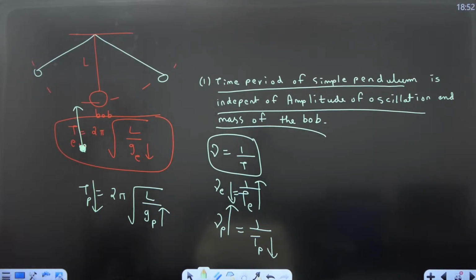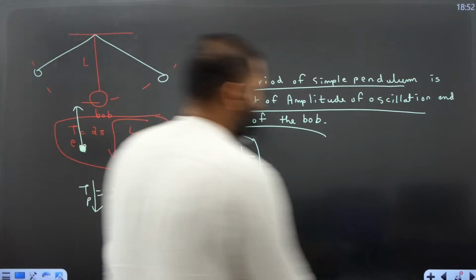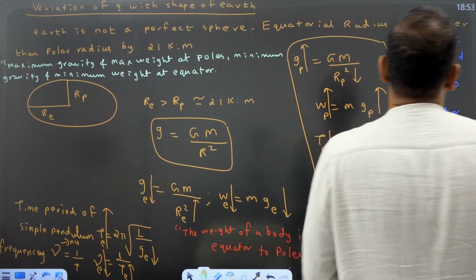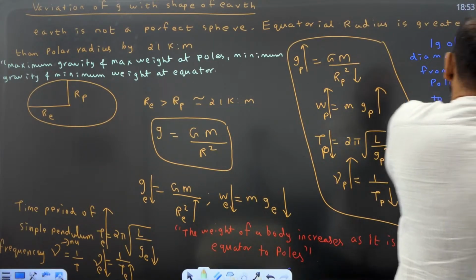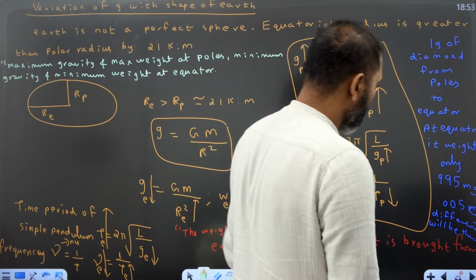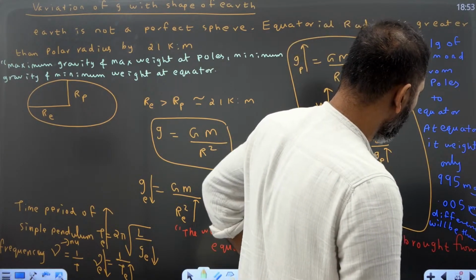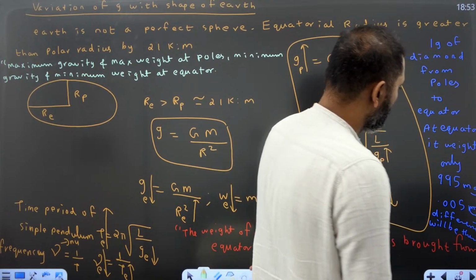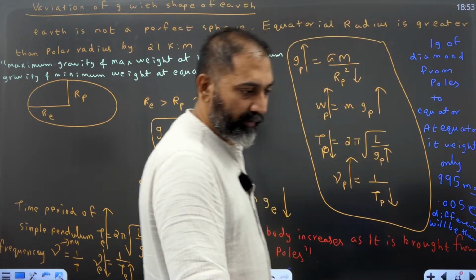One gram mass diamond example. Okay, what is the 1 gram mass diamond? 1 gram of diamond from poles to equator. At equator it weighs 995 milligram. So there is a shortage of 0.005 gram. What is the problem in that?